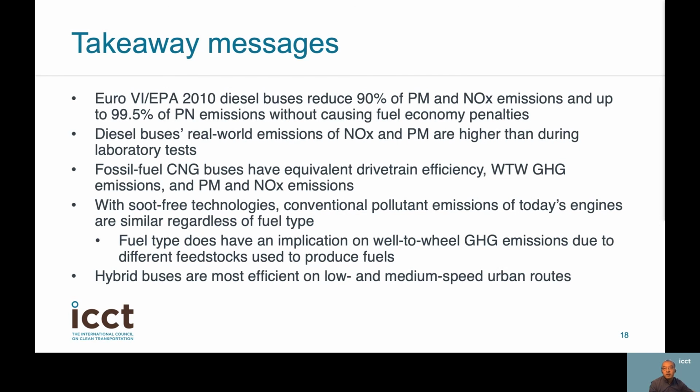Diesel buses' real-world emissions of NOx and PM are higher than during laboratory tests. Fossil fuel CNG buses have equivalent drivetrain efficiency, well-to-wheel GHG emissions, and PM and NOx emissions. With soot-free technologies, conventional pollutant emissions of the engine today are independent of the fuel type, but the fuel type does have an implication on well-to-wheel GHG emissions, depending on the type of feedstock used to produce the fuels. Hybrid buses save the most energy on low and medium-speed urban routes.